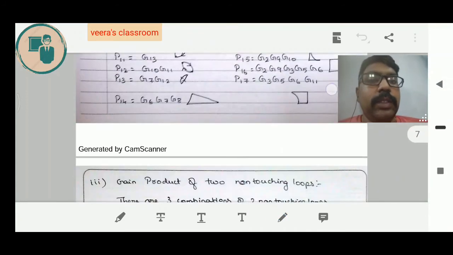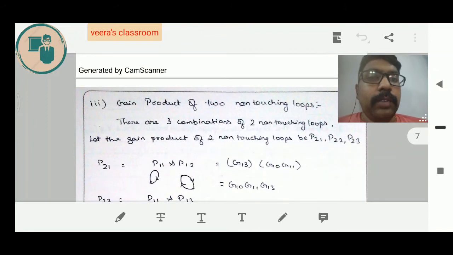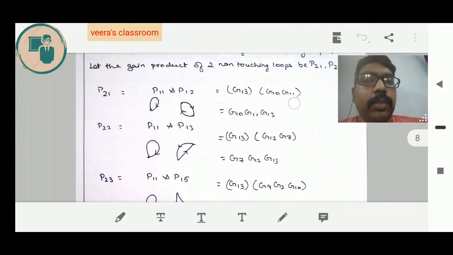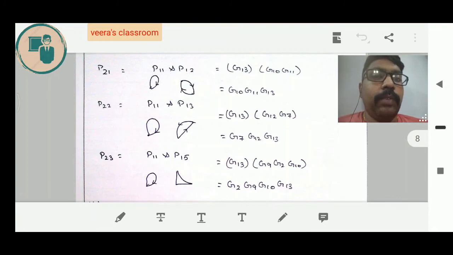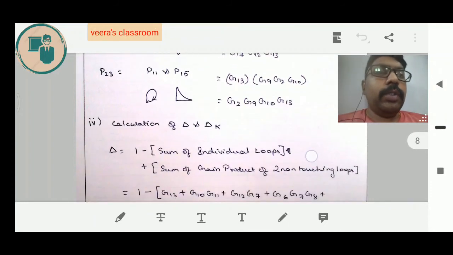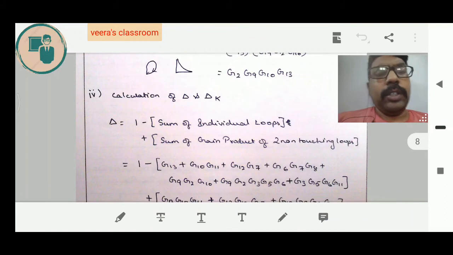So we'll see the gain products. We have 3 combinations. P21 is P11 and P12, P22 is P11 and P13, and P23 is P11 and P15. We multiply the terms. So P21 is G10 G11 G13, P22 is G7 G12 G13, P23 is G2 G9 G10 G13. So we have found the 2 non-touching loops. There are no 3 non-touching loops. So we move on to the calculation for del and del k.